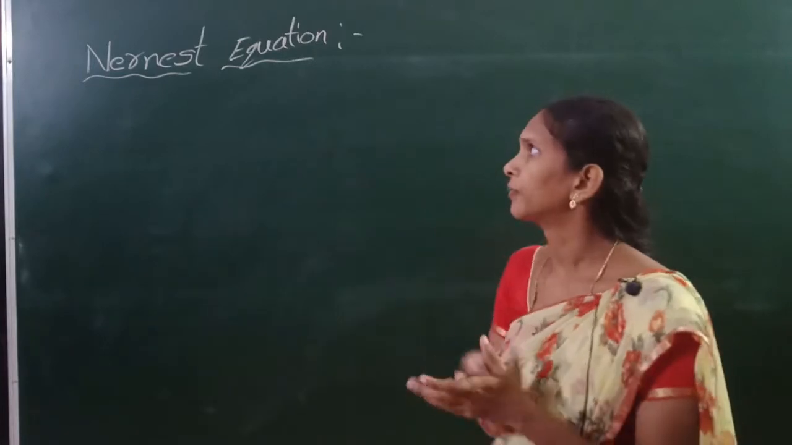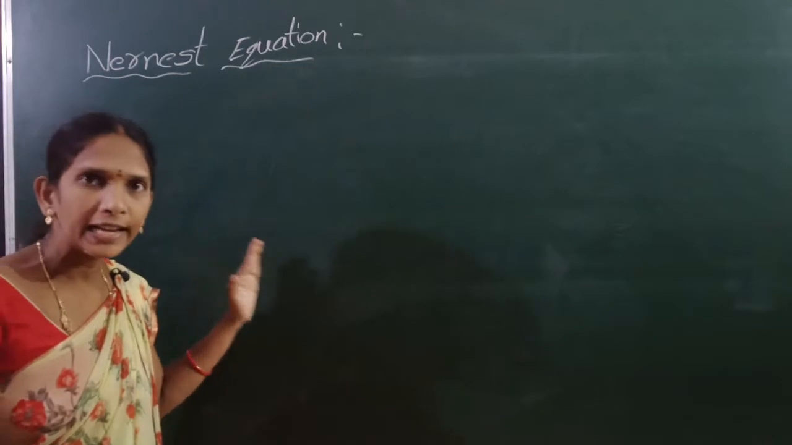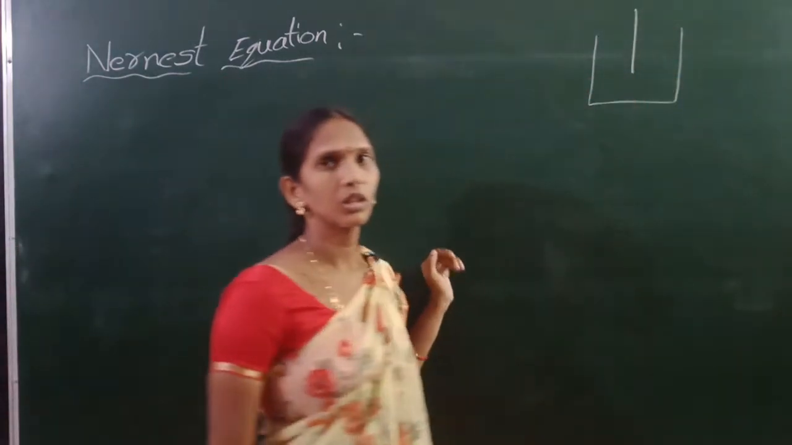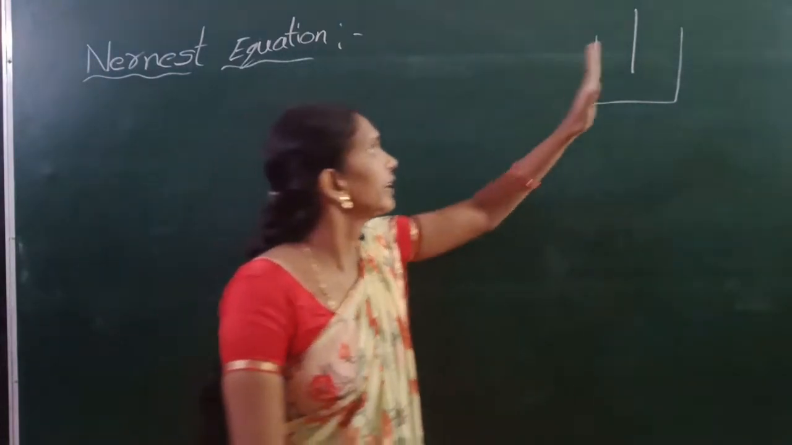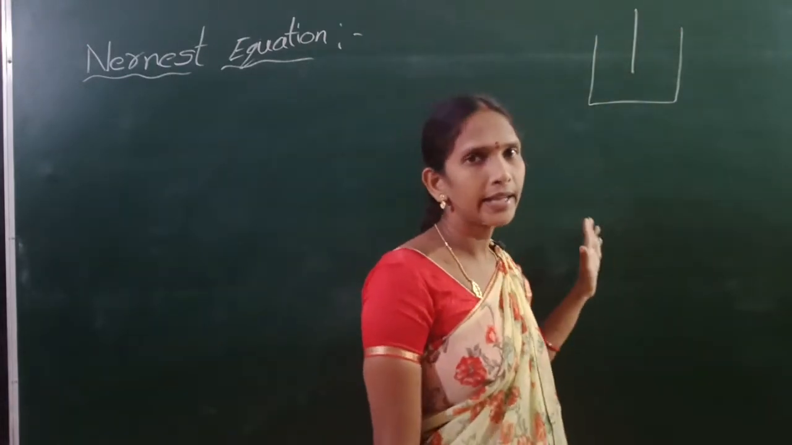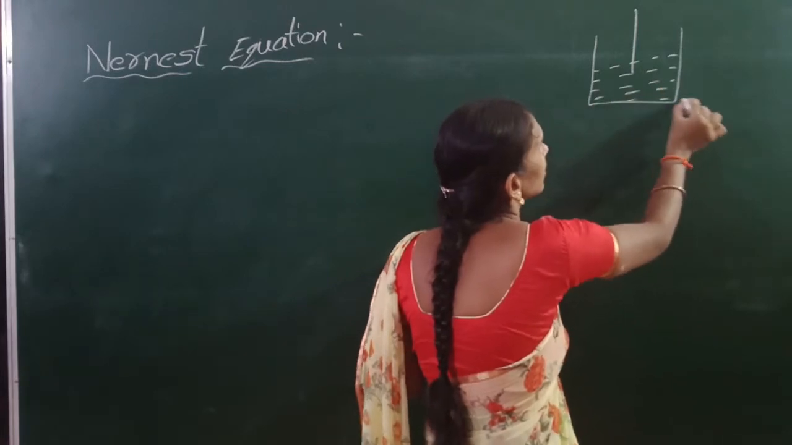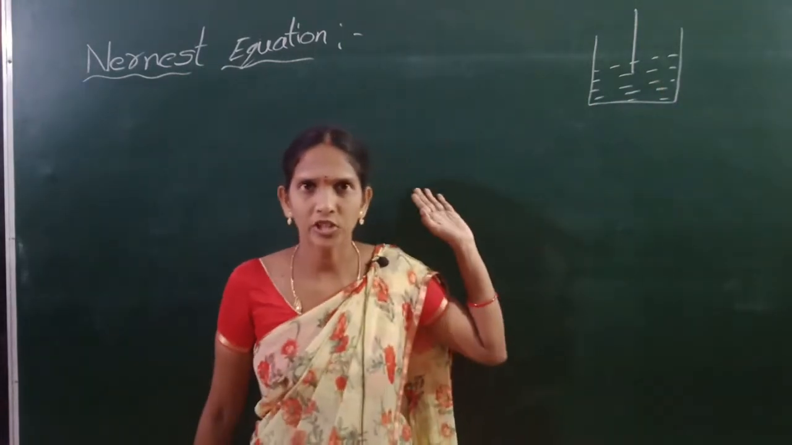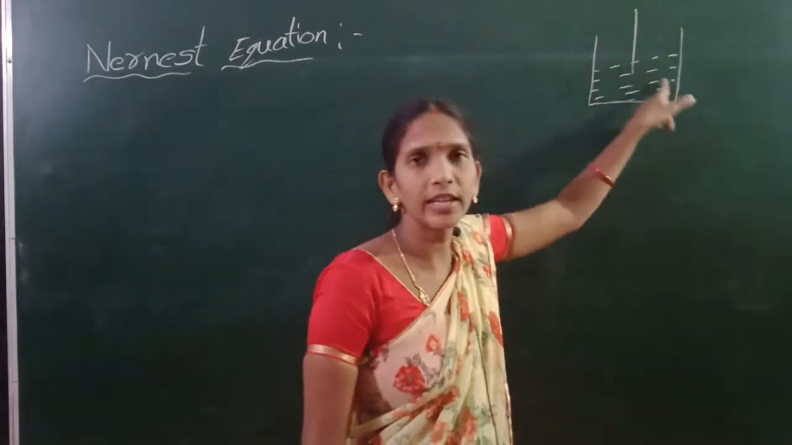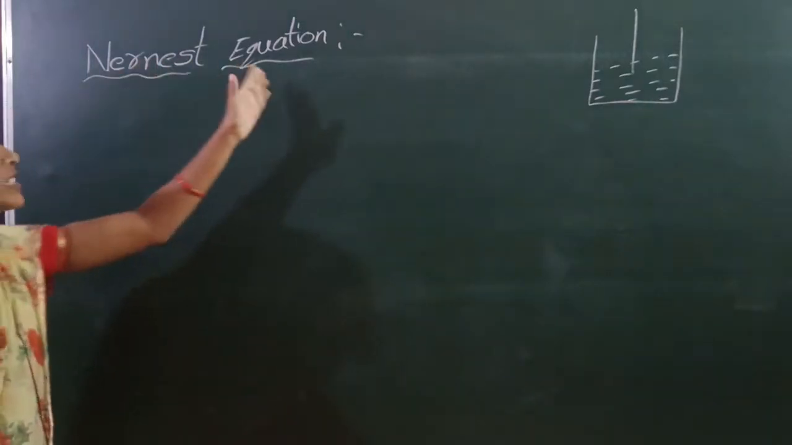Good, the Nernst equation. This equation gives the relation between electrode potential and the concentration of the electrolyte solution. This is called the Nernst equation.